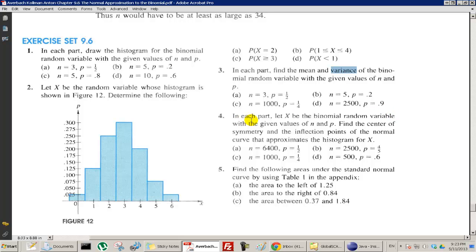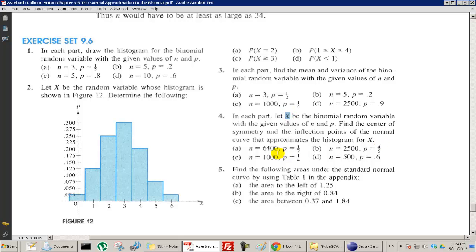Number 4, in each part let x be the binomial random variable with the given values of n and p. Find the center of symmetry and the inflection points of the normal curve that approximates the histogram for x. So here, you have to work with the normal curve. It approximates this x, but it's not exactly the same as x, but they're not asking you for x, they're asking you for the normal curve.